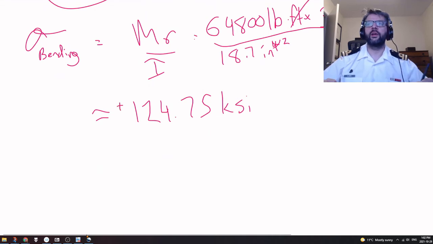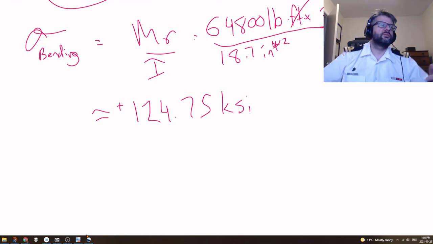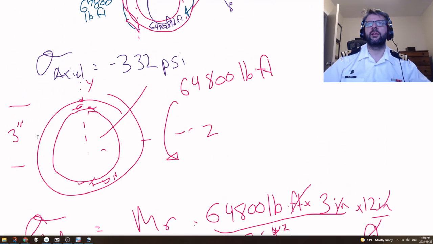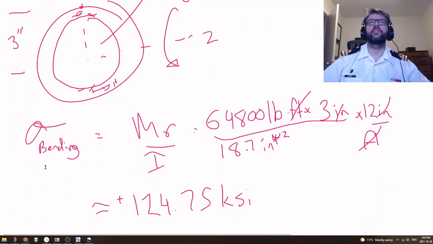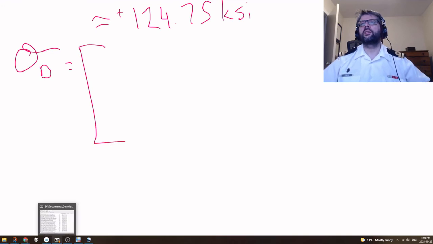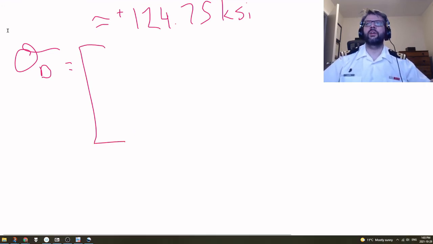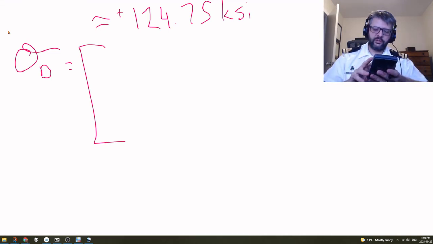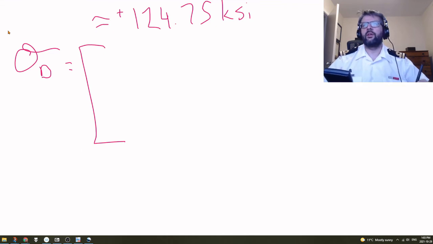So I'll just put a plus sign there. So again, that's all we're worried about for axial, right? That and the, for normal stresses. So that's, again, still in the x direction. So we've got 124.75 minus the 332 psi. So 124.42 KSI.